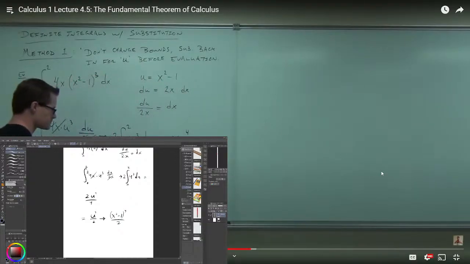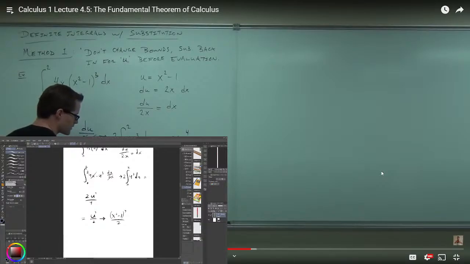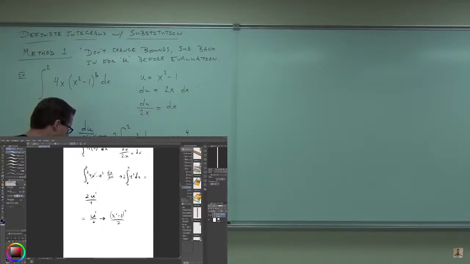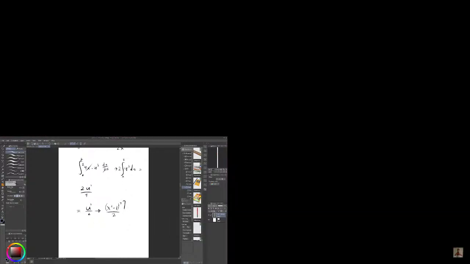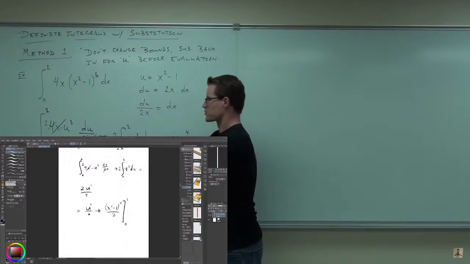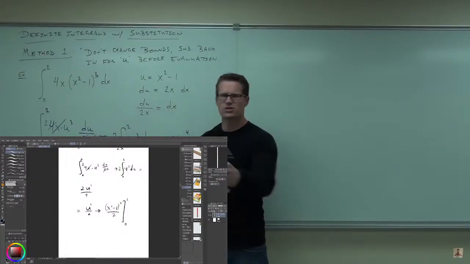So right here, it's a little bit cramped up there. Now we get to go from 0 to 2. That's okay. That says, now that we have this in terms of x, great. They match up with our x bounds that we started with. Now plug in the 2, plug in the 0. Why don't you do that and see what you get?